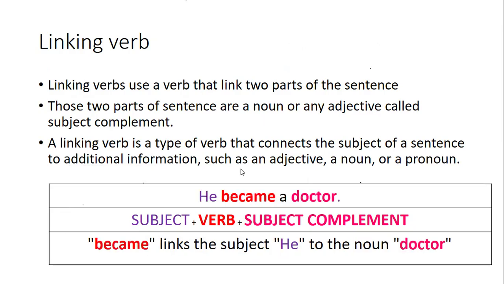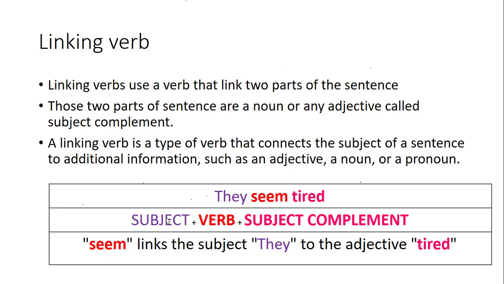He became a doctor. So he is our subject. Doctor is the subject complement. Actually, doctor is our noun over here. So we know, and it's mentioned over here as well, that a linking verb is the one which connects the subject to additional information such as an adjective, noun, or pronoun. So doctor is our noun. He is our subject and became is our verb. So it's linking the subject and the subject complement. That's why these are called linking verbs.